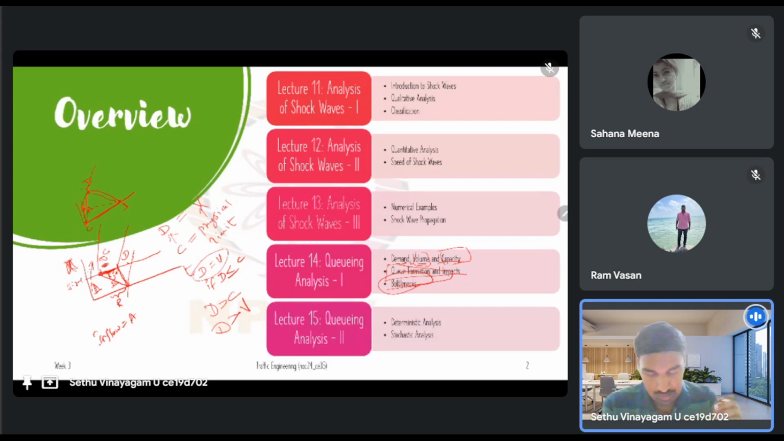So and finally, in the final lecture, we looked at two different categories of analyzing the queues. One is the deterministic way, another the stochastic way. So what is the deterministic way?